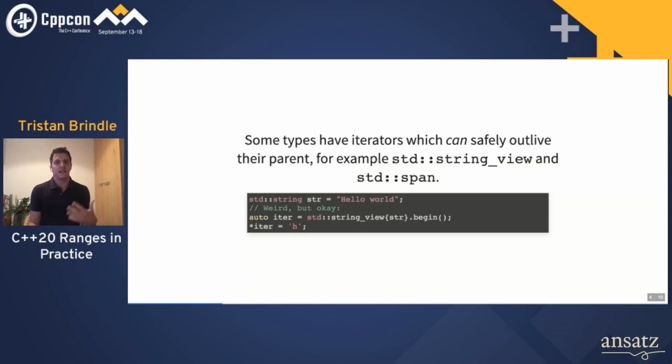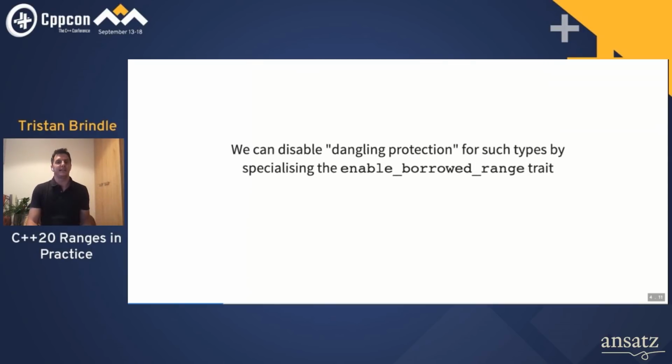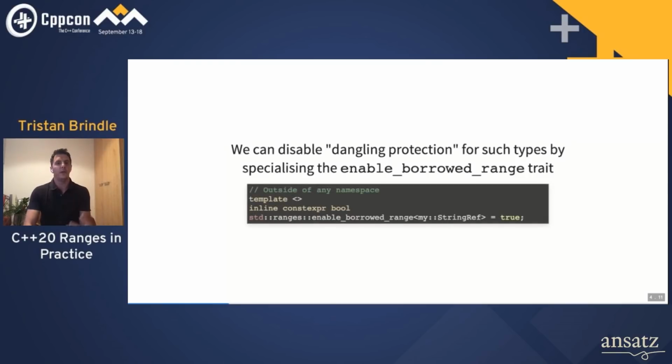So types like these, like string view, like span, these are types for which we don't need the dangling protection that ranges offers. Because their iterators can safely dangle, they're not really dangling because it's safe, we don't need the dangling protection. So we can, in fact, disable it for these kinds of types. And we do that by specializing a trait in the ranges library called enable borrowed range. In effect, we're telling the ranges machinery, hey, don't worry about it. These iterators can safely outlive their parent. So we specialize a trait like this.